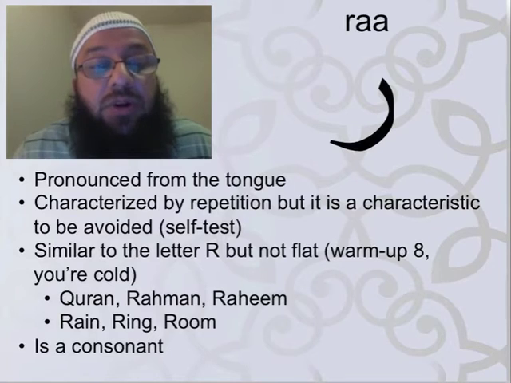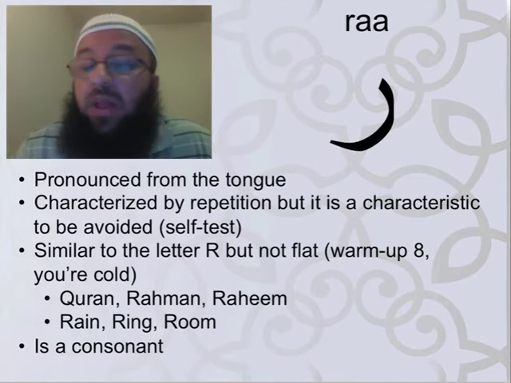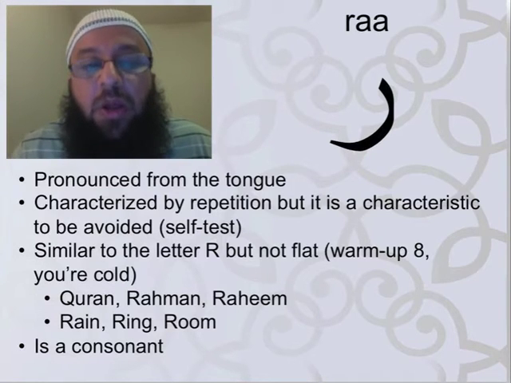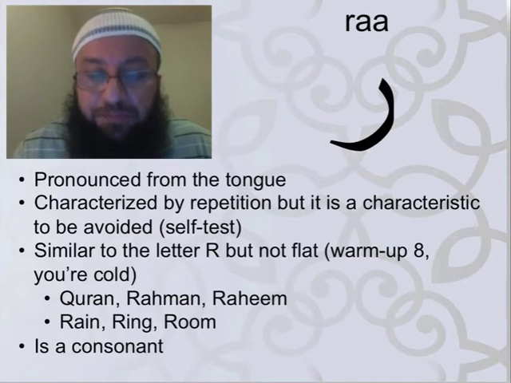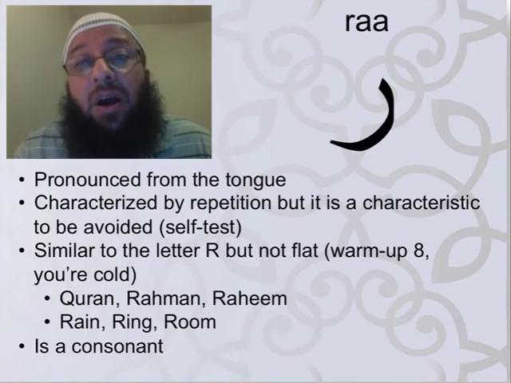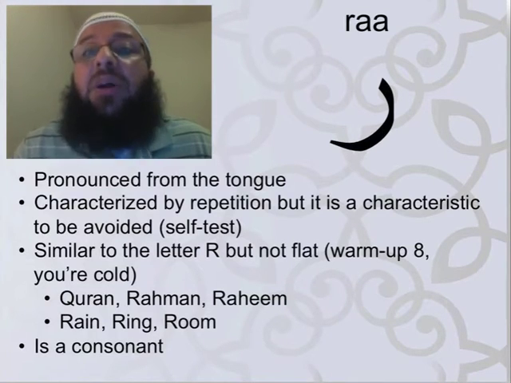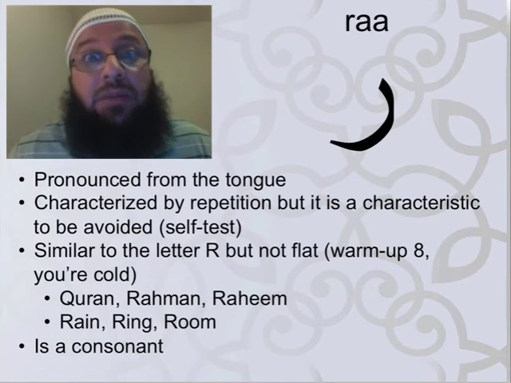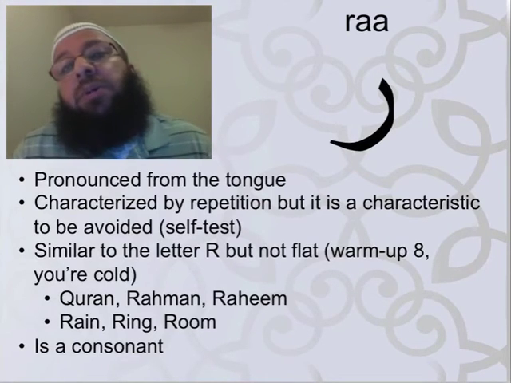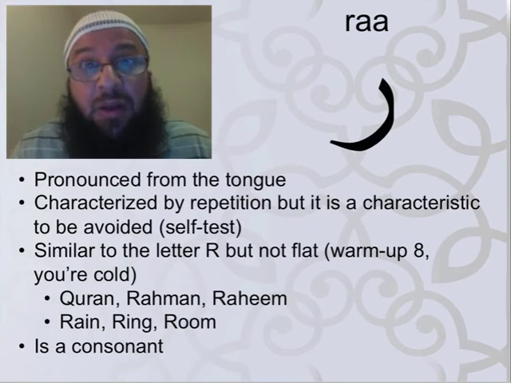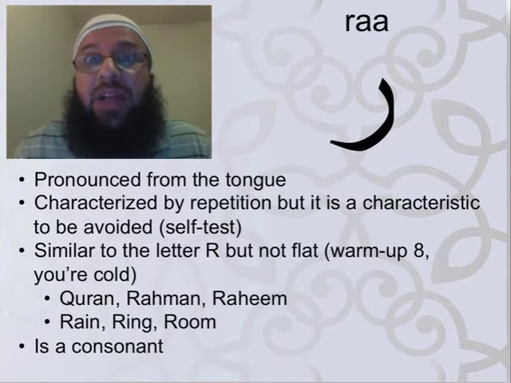So these 3 words that you see on your screen, Quran, Rahman, Rahim, if they were to be pronounced by an English speaker, they would be pronounced like this. Quran, Rahman, Rahim. Notice that R has almost no vibration of the tongue. But there are 2 extremes that are to be avoided when it comes to this letter. And the 2 extremes are as follows. The letter R has no repetition and is flat.